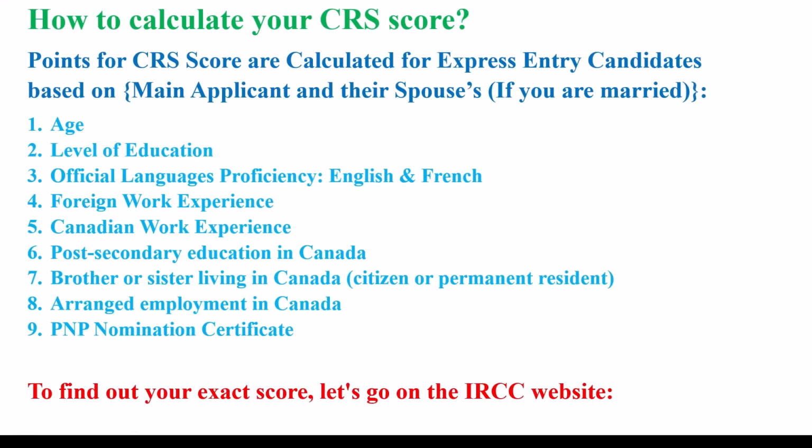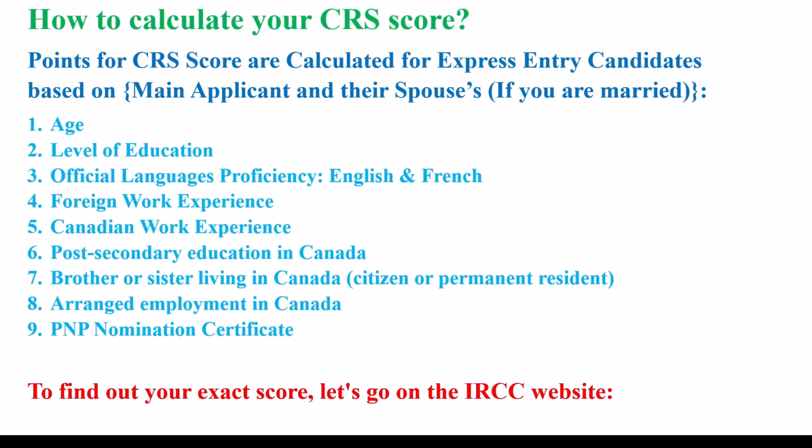How to calculate your CRS score? Points for the CRS score are calculated for Express Entry candidates based on the main applicant and their spouse's age, level of education, their IELTS or English test, foreign work experience, Canadian work experience, post-secondary education in Canada, blood relation in Canada, arranged employment in Canada, and PNP nominee certificate in Canada if they have one.